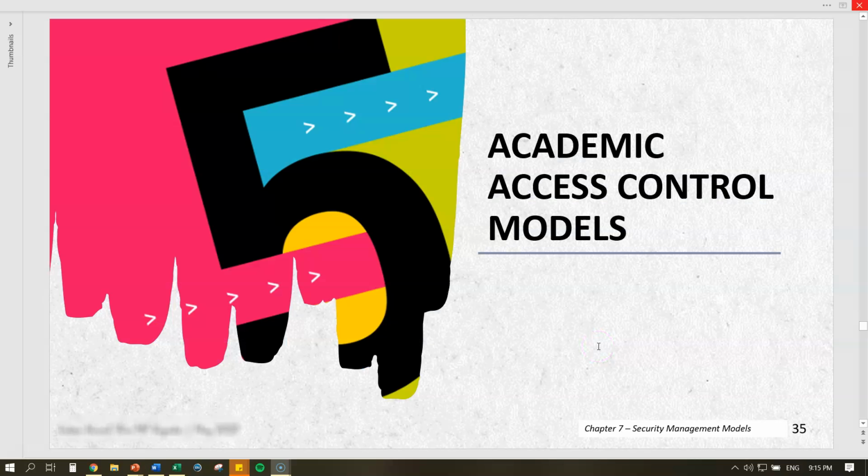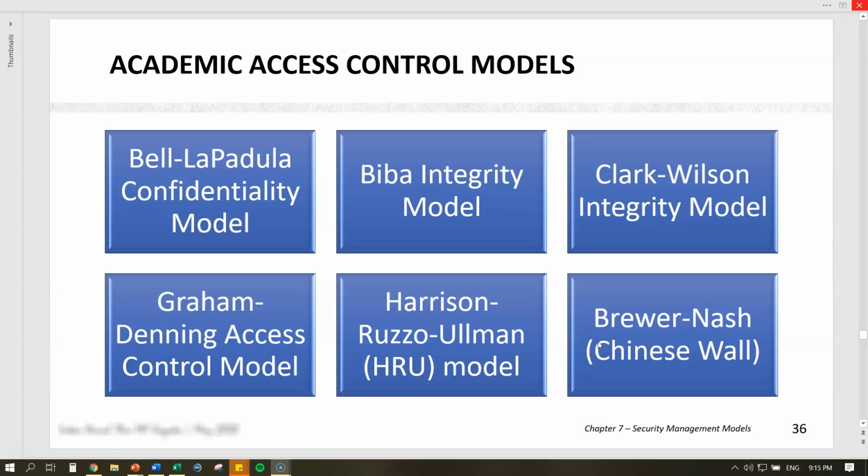Okay, the last subtopic of this chapter is academic access control models. A number of access control models were initially designed to teach system designers to build operating system with security built in by controlling the confidentiality or integrity of data within the software. Some of these were built into actual OS, but most were used simply to better understand how systems should or could function.